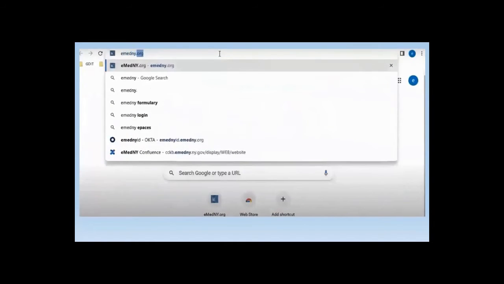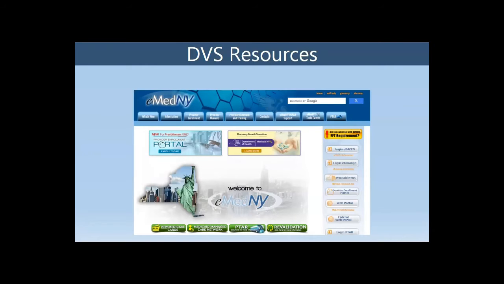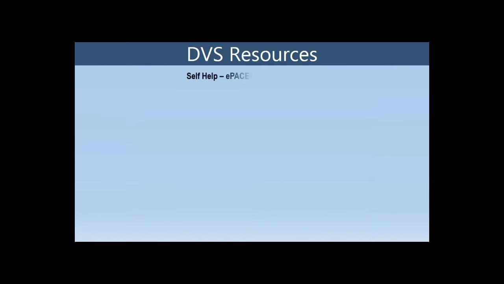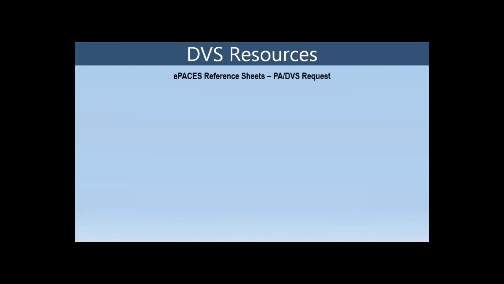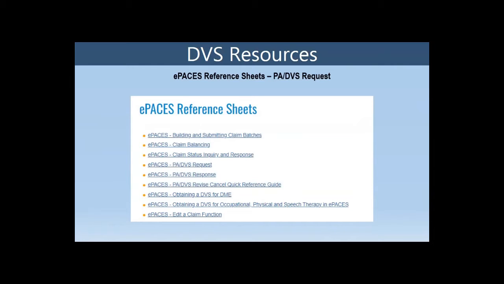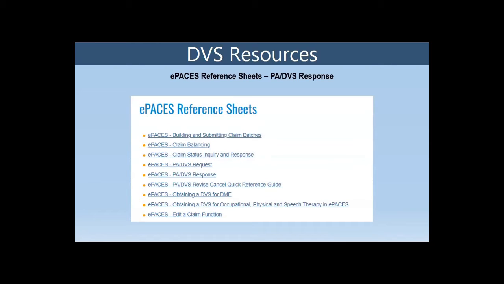The DVS for dental resources can be found on the eMedNY website, www.emedny.org. To locate the DVS for dental resources, select Self-Help at the top of the eMedNY.org homepage. Select ePACES reference sheets. For guidelines on submitting a DVS request for dental services, select ePACES PA DVS request. For guidelines on responses to a DVS for dental service, select ePACES PA DVS response. We will be going over the DVS responses later in the presentation.